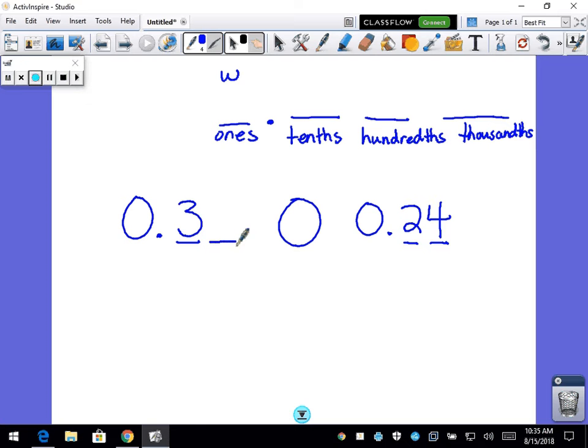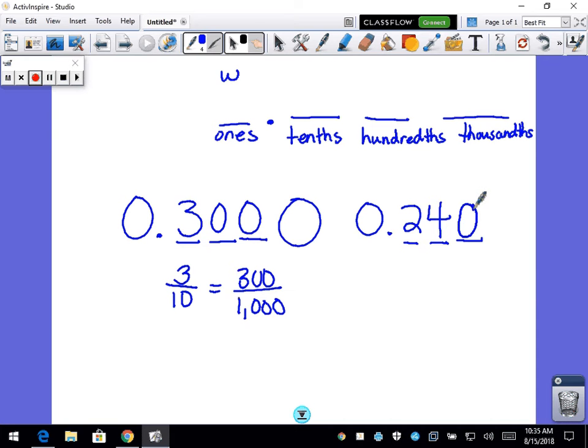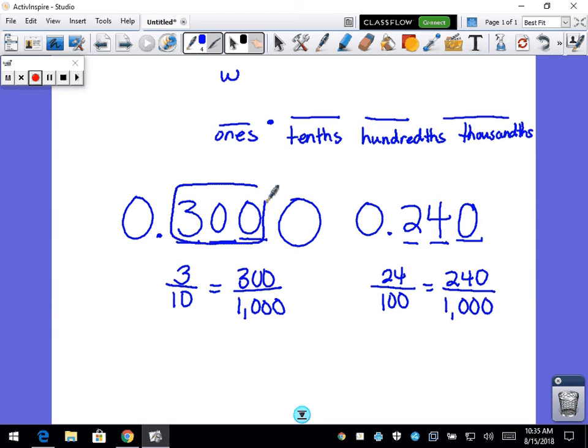In the hundredths place, I would put a 0. In the thousandths place, I'd put a 0. So this 3/10 is actually 300 thousandths. Over here, I have tenths, hundredths. Now I'm going to add thousandths and put my 0 in the thousandths place. So that 24 hundredths is the exact same thing as 240 thousandths. Now when you look at these two decimals, 300 and 240 is pretty easy to compare. 300 is greater than 240. Let's do another one.